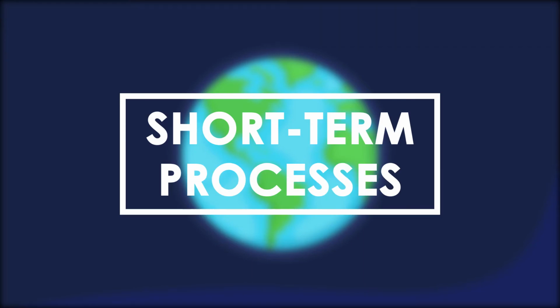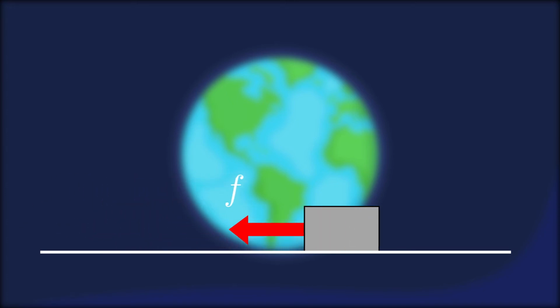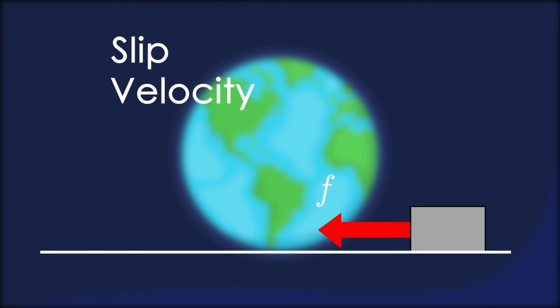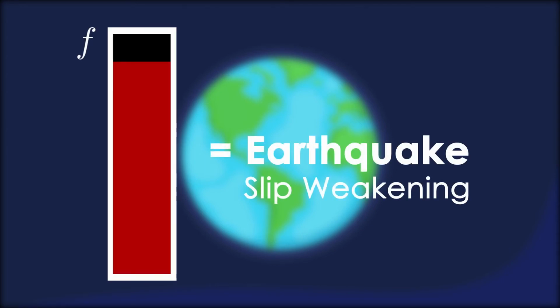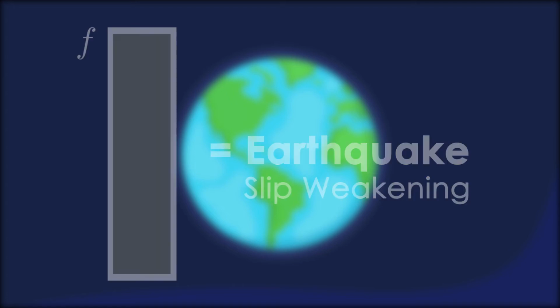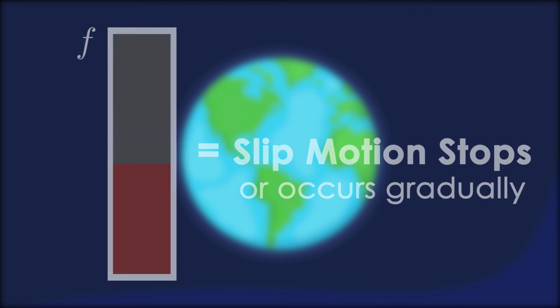The short-term processes. Earthquake fault motion can be viewed as frictional sliding on a fault plane. The friction changes as a function of slip, velocity, and history of contact. An earthquake can occur only if friction decreases rapidly with slip, a process referred to as slip weakening. If friction increases with slip or does not drop rapidly enough, slip motion either stops or occurs gradually.